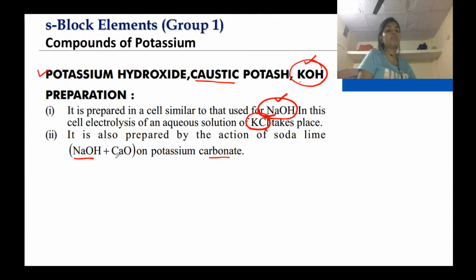And it is also prepared by the action of soda lime on potassium carbonate. So what is soda lime? NaOH plus calcium oxide. When you treat it with potassium carbonate, K2CO3, you will obtain caustic potash, or potassium hydroxide. So these are the two preparatory methods: one is the electrolysis of the aqueous solution of KCl, and the second is the action of soda lime, a mixture of NaOH and calcium oxide, on potassium carbonate.